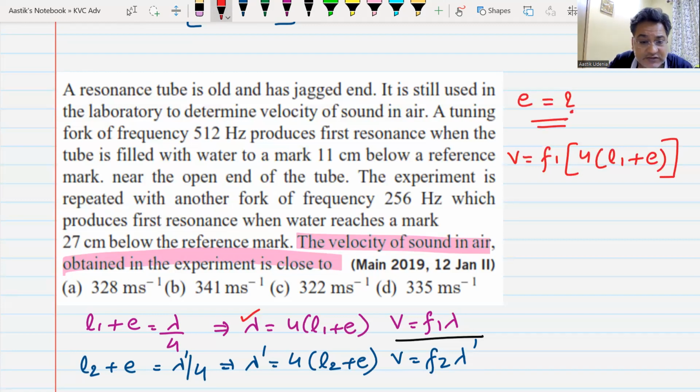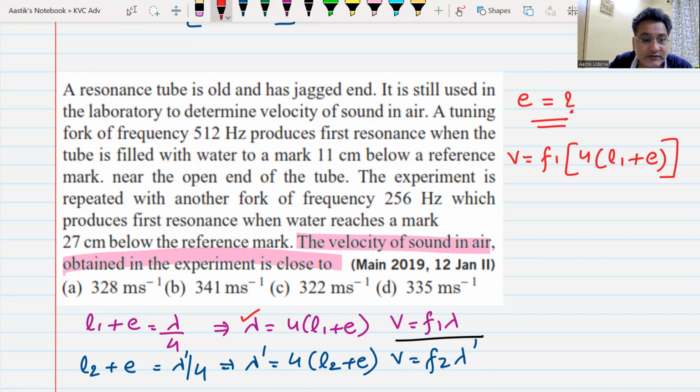So if such a question comes, I would suggest that you leave this question, because you will take a lot of time to read it and you might not be able to solve it completely. Do we understand this? What I am telling you?